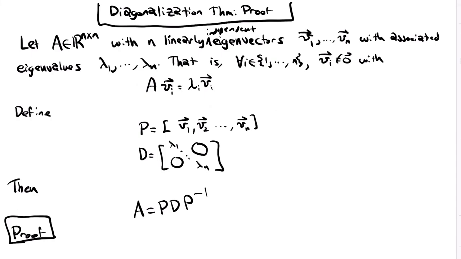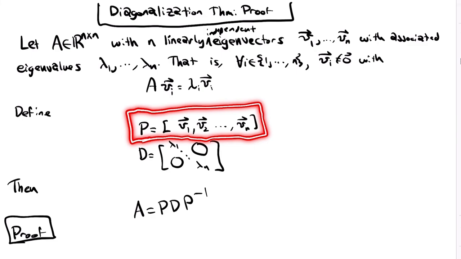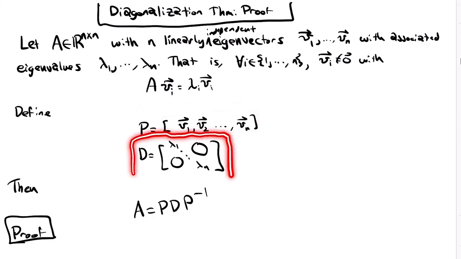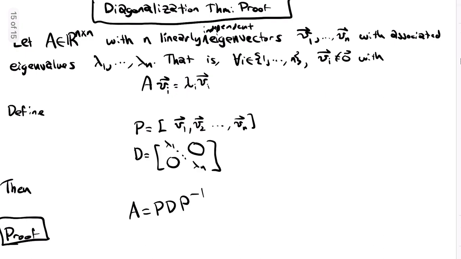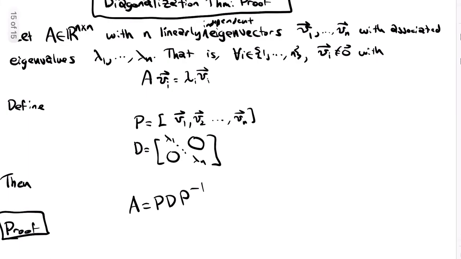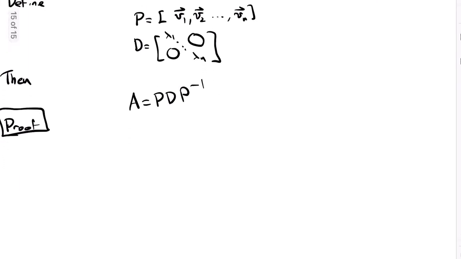And if we define P to be the matrix whose columns are generated from the eigenvectors, and D to be the diagonal matrix whose diagonal is generated by the eigenvalues, then A is given by this decomposition. Okay, so to prove this is basically just a calculation using the properties of eigenvectors and eigenvalues. On the one hand, we're first going to compute what AP is.